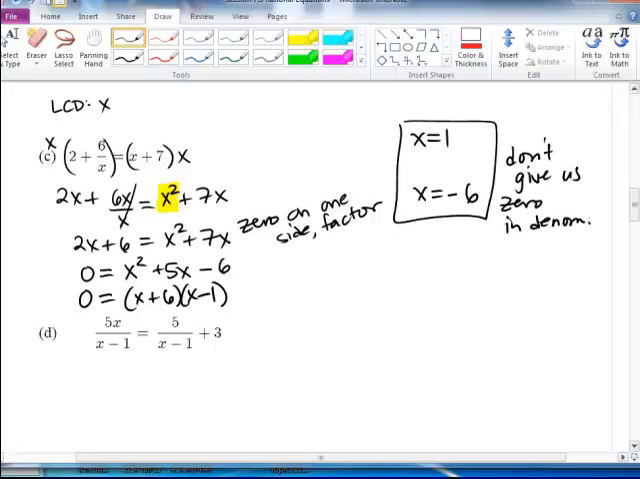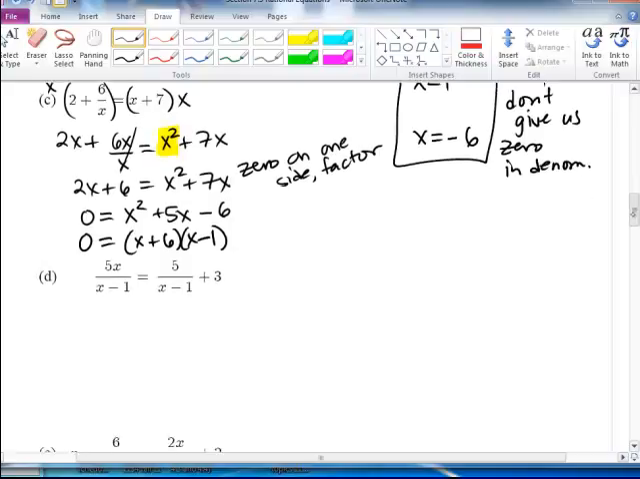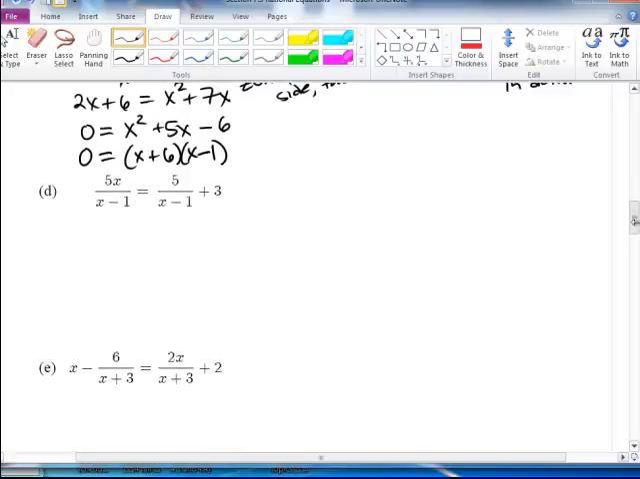I promise, in one of these examples at least, we'll see where a denominator is 0 and we need to cross out a solution at the end. Okay, next one, the least common denominator would be a group this time, x minus 1. So we'll multiply by x minus 1 on the left and on the right. This time it's on the right that we'll distribute because we have a sum.